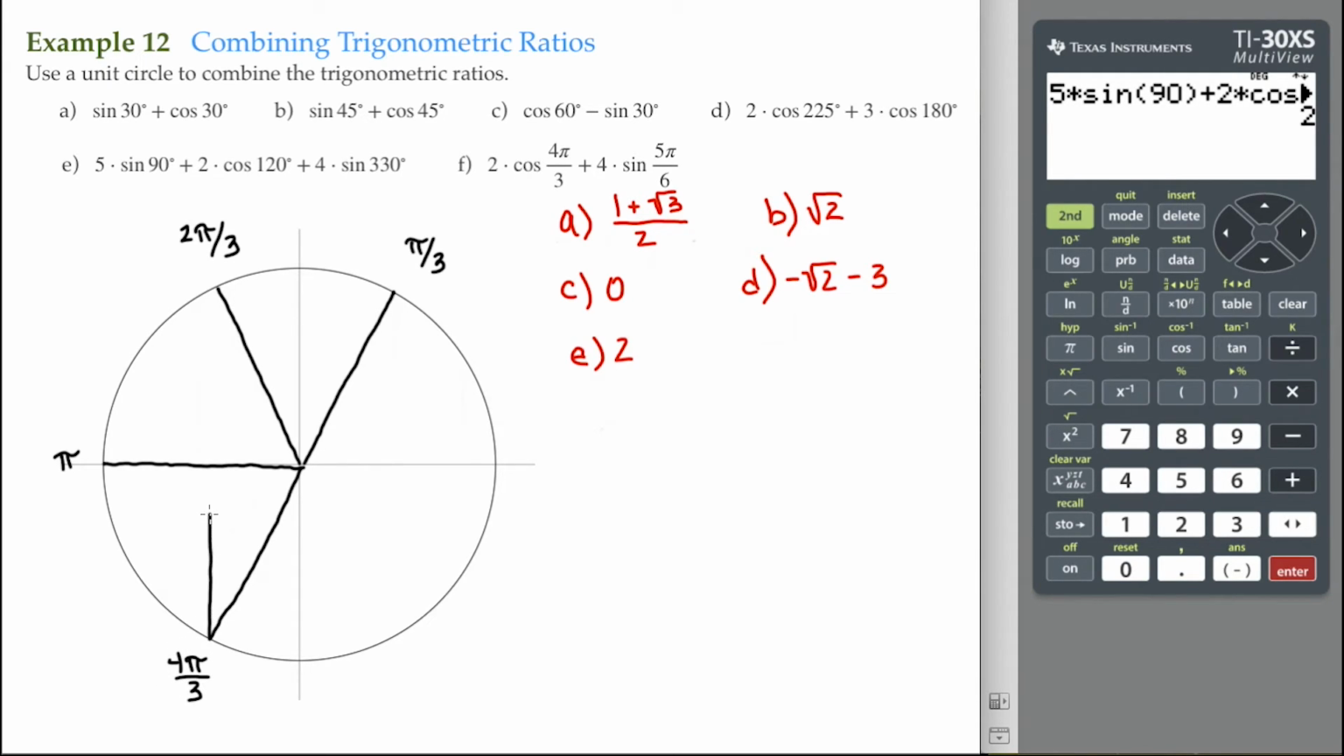But this makes a 30, 60, 90 special right triangle. We're talking about cosine, so I want this measure right here. That's going to be negative 1/2. So the cosine of 4 pi over 3 is negative 1/2. But I multiply that by 2. So 2 times negative 1/2, that's negative 1. Let's clear some of this out of here.